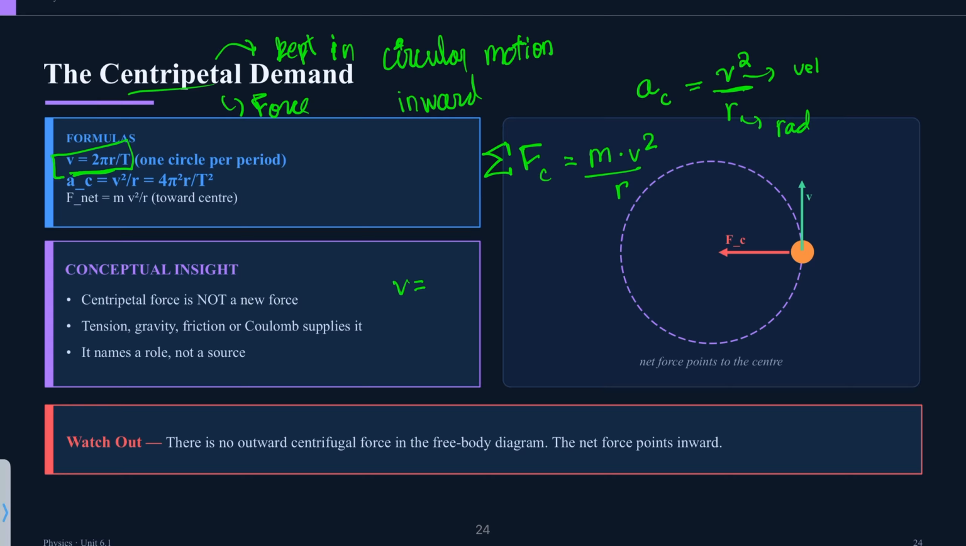So this is one scenario, okay? There's another scenario. I'm going to give you both the formulas you can use for centripetal motion. The other scenario is velocity is 2 pi r over period.